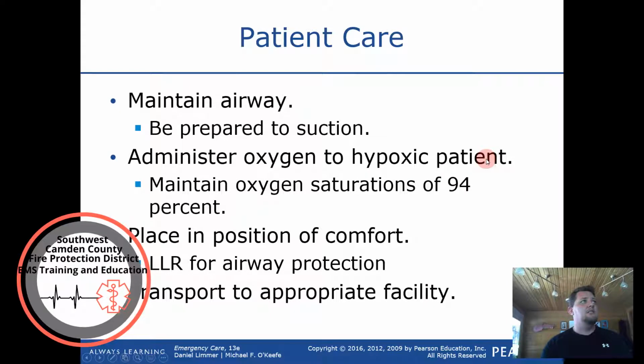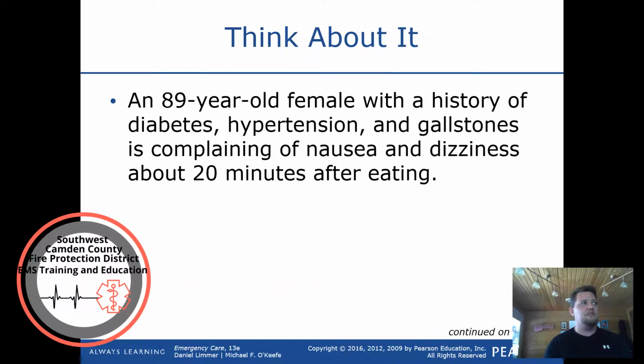Okay. So maintain the airway, be prepared to suction, administer oxygen to the hypoxic patient, place in a position of comfort, and maybe the left lateral recumbent position for airway protection, and transport to an appropriate facility.